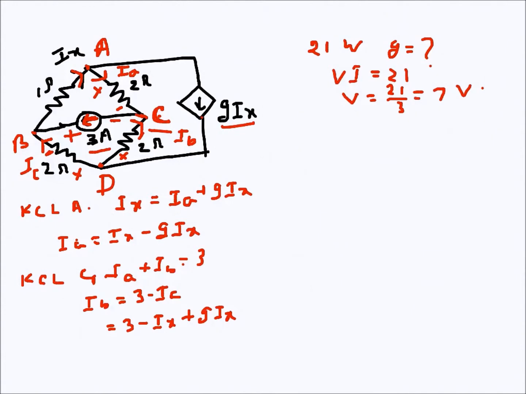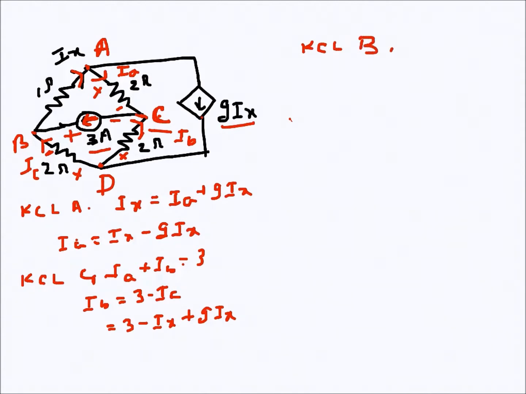And then let's write KCL at node B, maybe. We can erase this part. So KCL at B. Again IC is entering, 3 is also entering, and Ix is the leaving current. So IC is Ix minus 3. So these are 3 currents.